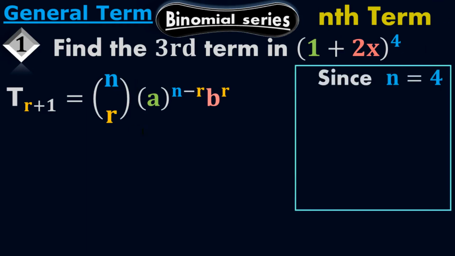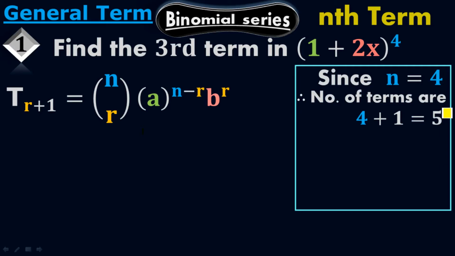So since n equals 4, therefore number of terms are 4 plus 1 equals 5. We have 5 terms. This is the first thing that we got. The total number of terms for (1 + 2x)^4 are 5 because my n equals 4. So for the number of terms, I'm going to add plus 1. So 4 plus 1 equals 5. 5 are the total number of terms.